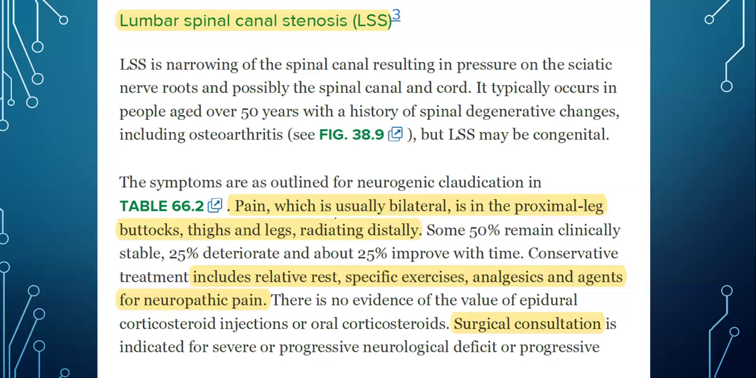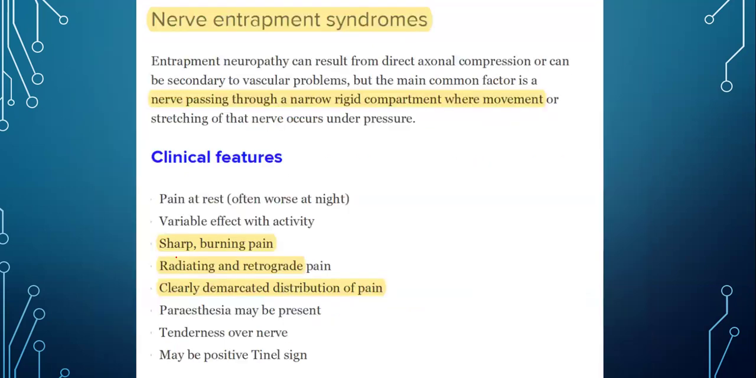So the symptoms will be pain, which is usually bilateral in the proximal leg, buttocks, thigh, and legs, radiating distally. So it starts from the back and then goes to the leg. Conservative treatment is rest, exercise, analgesics. Surgical consultation is mainly needed for someone who has progressive neurological deficit or any feature of acute cord compression.